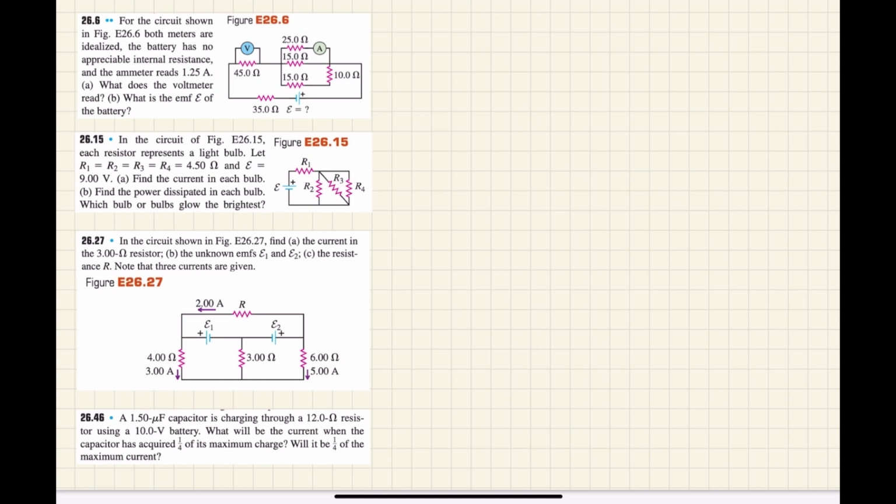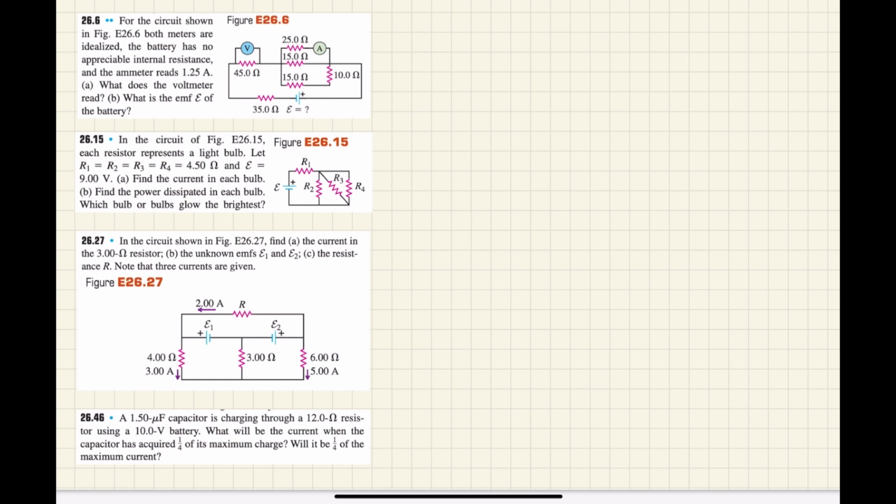Okay, this last question of ours, almost done with the video, is an RC circuit problem. This question is saying we have a capacitor, a resistor, and a battery with 10 volts. What is the current when the capacitor has acquired 1/4 of its maximum charge?